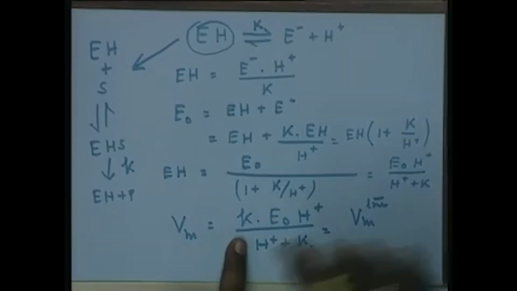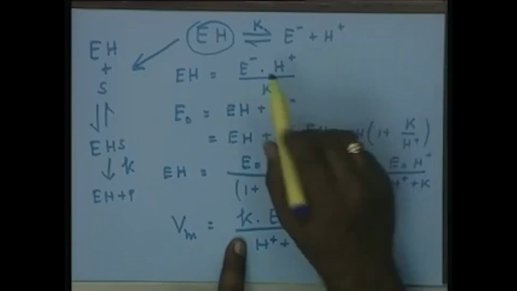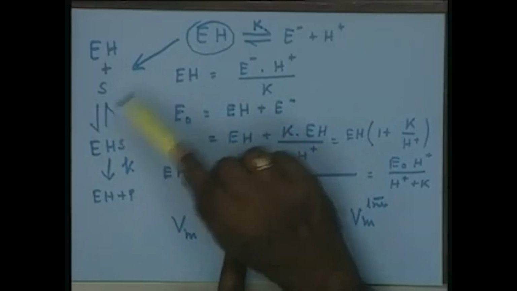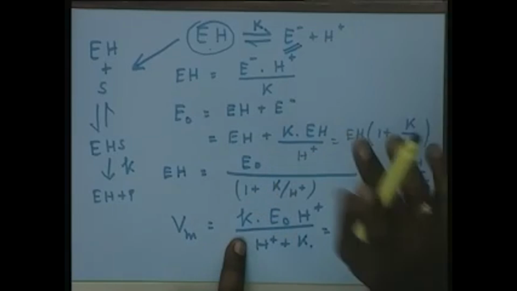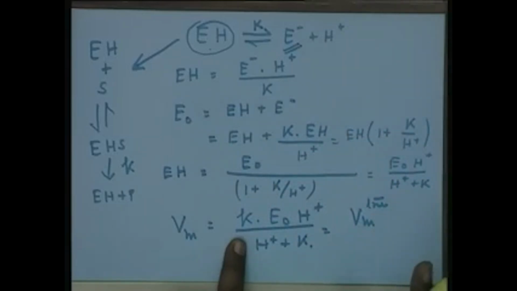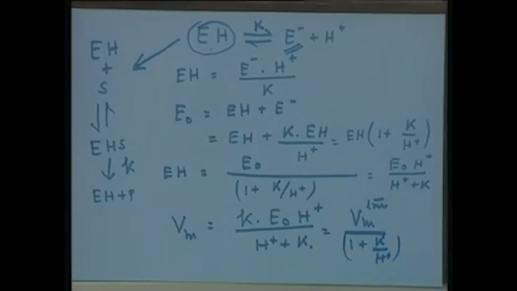That is essentially the maximum reaction velocity which one can achieve at some pH when predominantly all the enzyme E naught is present in the form of EH, that is, the concentration of E minus is negligible, and that is a true Vm actually, and this upon 1 plus K upon H. Essentially you arrive at such a relation whereby you see the Vm is affected by a factor 1 plus K upon H.